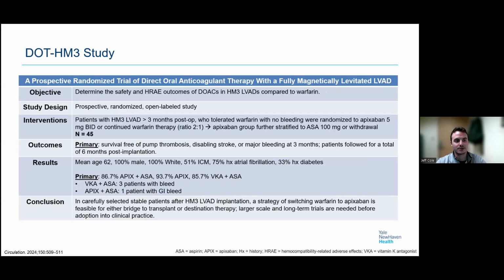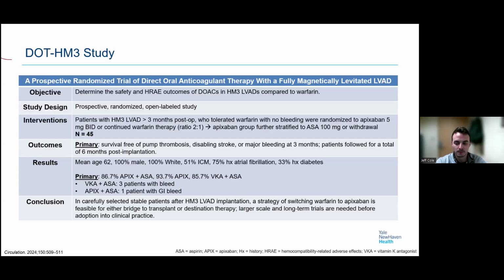The next one is the DOT-HM3 study, looking to determine the safety and efficacy of DOACs in HM3 LVADs compared to warfarin. This is a randomized, open-label study. Patients who were 3 months post-op and had already tolerated warfarin with no bleeding were randomized to either apixaban 5 mg BID or to continue warfarin therapy. The apixaban group was further stratified to aspirin 100 milligrams or no aspirin at all.